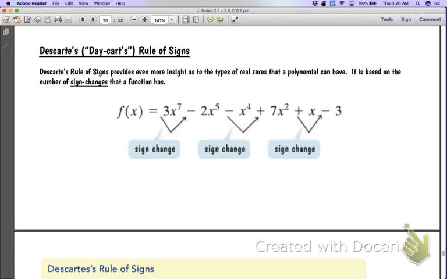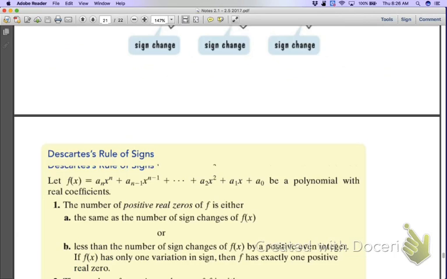So if I have 3 sign changes here, and it's to the 7th power, how many imaginary numbers am I going to have? Or how many real numbers am I going to have? Let's look at it that way. 1, 2, 3 real numbers. So if there are 7 solutions, how many of those are going to be imaginary? 4, right? It's just simple math. Okay?